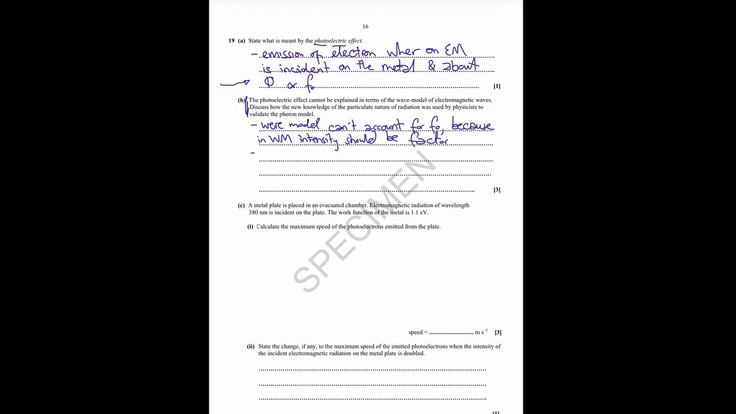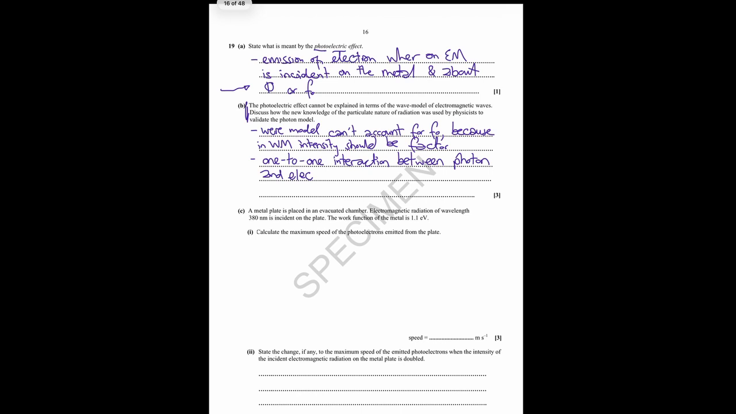And now this is leading me towards the next thing that they love asking in A-level questions about: because intensity isn't a factor, why isn't intensity a factor? Well, that's because there's a one-to-one interaction. And very often, saying there's a one-to-one interaction is a separate mark by itself. So by saying there's a one-to-one interaction between a photon and an electron, this is why I know the photoelectric effect is going to be true.